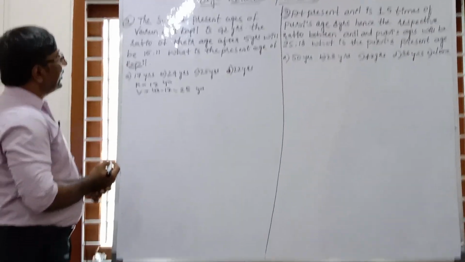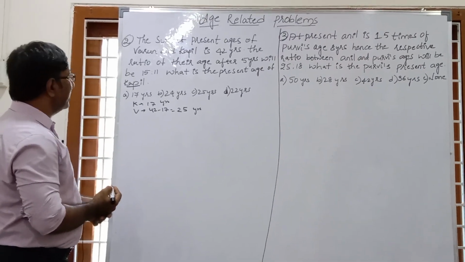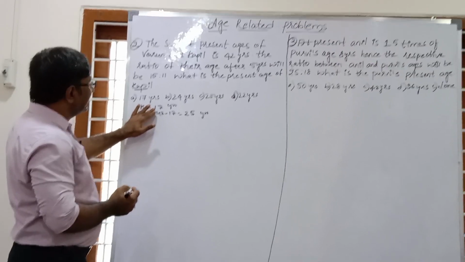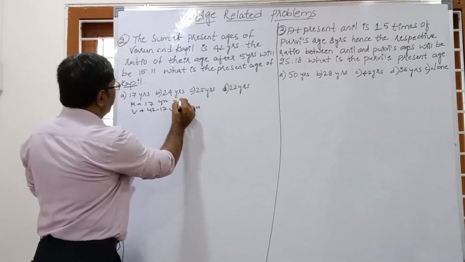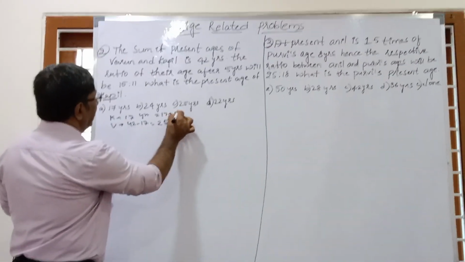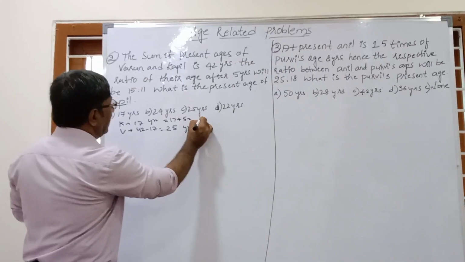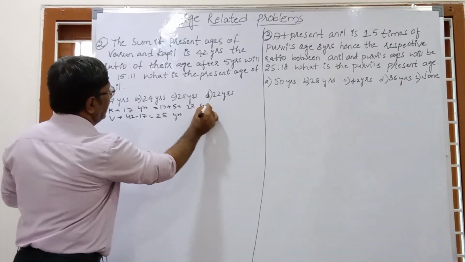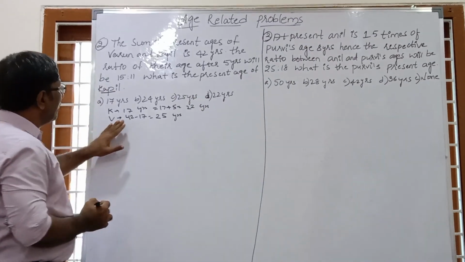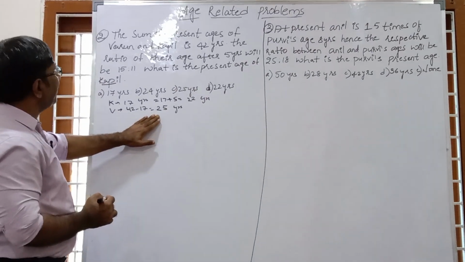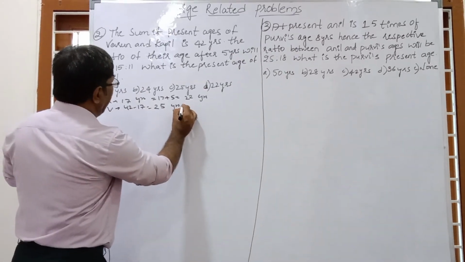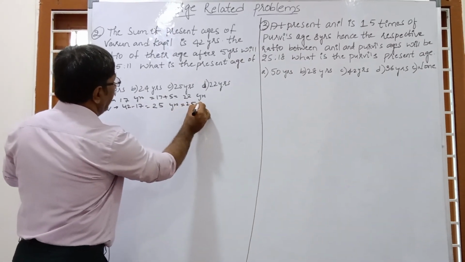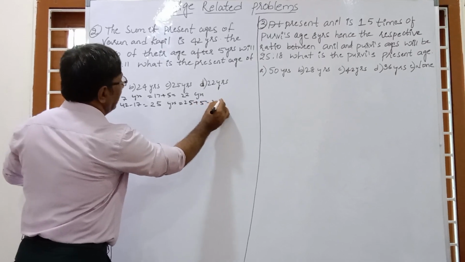Now the question is the ratio of the ages after 5 years. Kapil's present age is 17, so after 5 years how much? That is 17 plus 5, which is 22 years. In the same way, Varun's present age is 25 years, and after 5 years how much? That is 25 plus 5, which is 30 years.